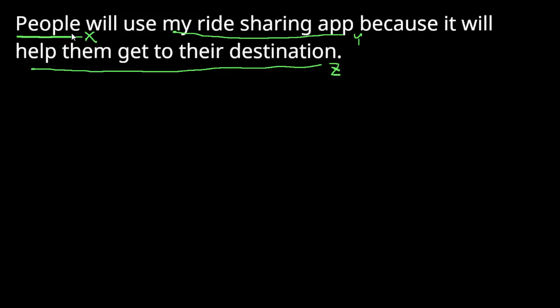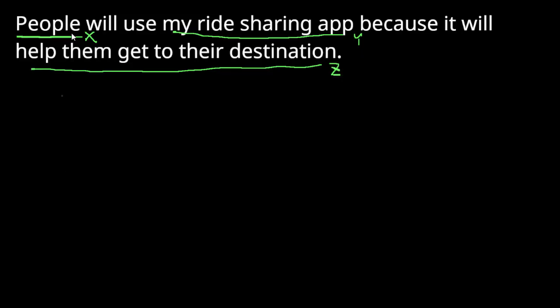All right, here's our first example. Now, let's have a quick exercise. Take a few seconds and think about what's wrong or what could be done better with this business thesis. First of all, let's highlight what X, Y, and Z are. You can see that X is people, Y is a ride-sharing app, and then this here is Z. Now, what are the issues we see here?